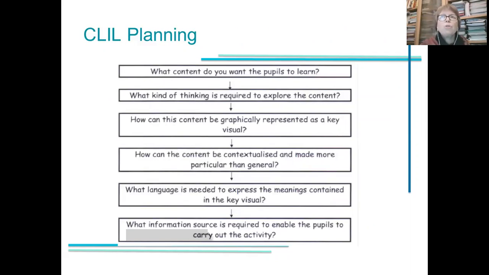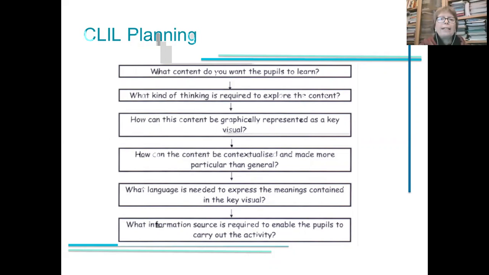So if I want to plan a CLIL project, where do I start from? First of all, I have to choose a content. And then I have to think what kind of thinking is required by the children to explore the content. Is it appropriate to the age level? Do they have the cognitive skills to afford it? How can this content be represented from the visual point of view? So you have to make the content visual.